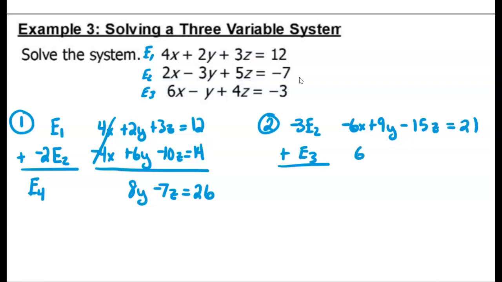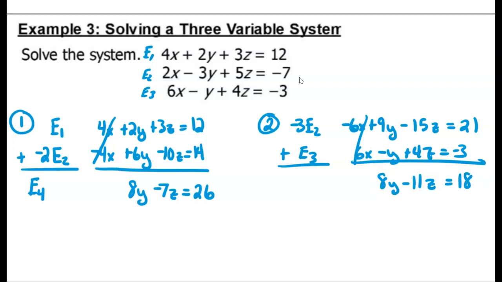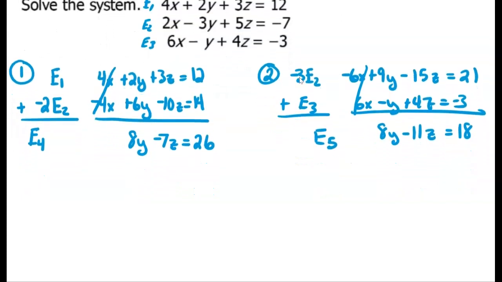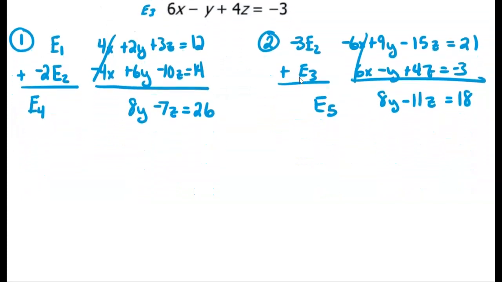And then let's write down equation 3. All right, and let's add straight down. The x's cancel out. We get 8y, let's see, that's minus 11z equals 18. And we're going to call this equation 5. Okay, so now we have two new equations. We have equation 4 and equation 5. They're now only in two variables, y and z.